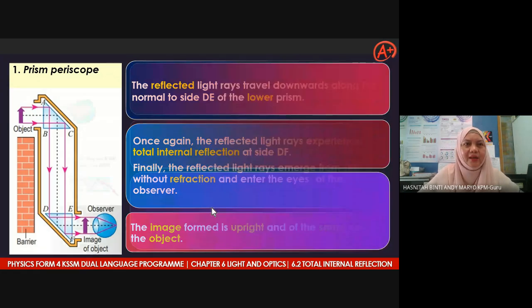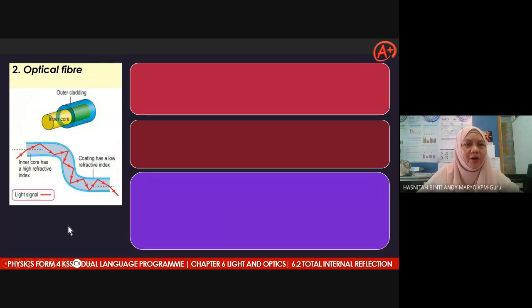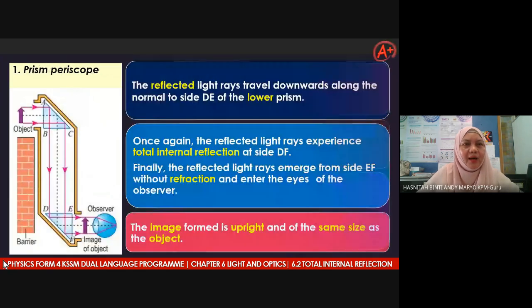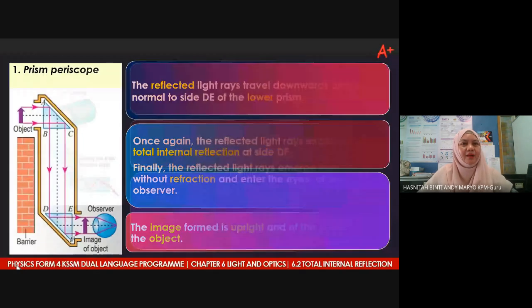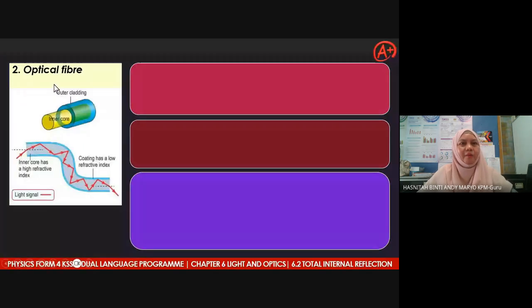All right, okay, next we have optical fiber. So what do we use optical fiber for? Any idea? What is the use of optical fiber? Give one example of use of optical fiber.